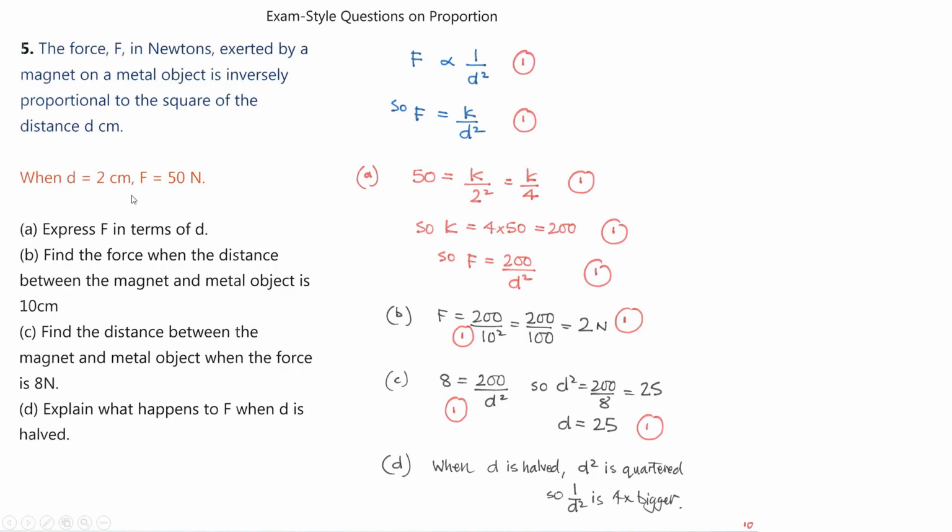Once again, you've halved the distance, but the force is increased 4 times. It's gone from 50 up to 200. So once again, you can do that with an example. You can either reason it out or use an example, but either way, f becomes 4 times bigger.